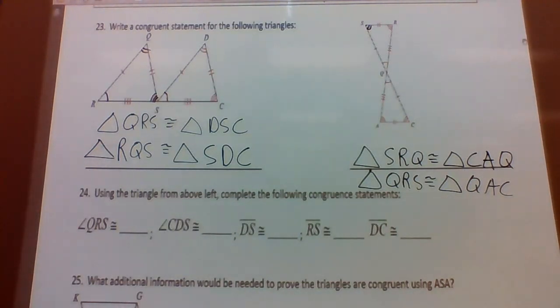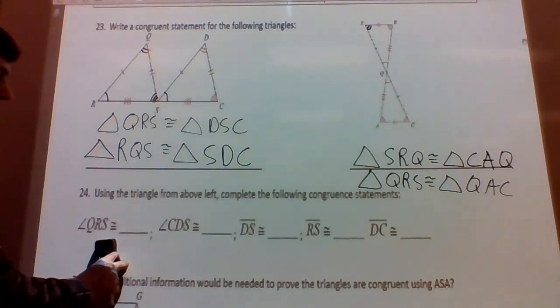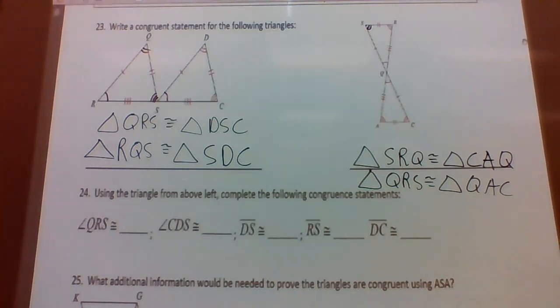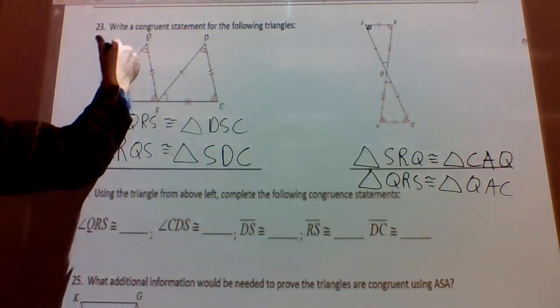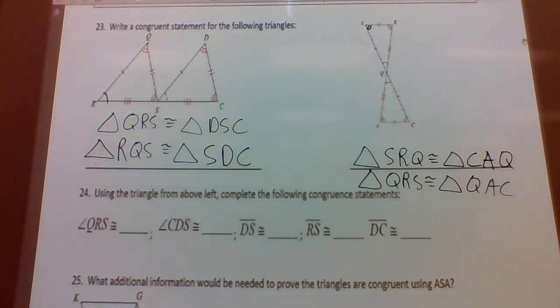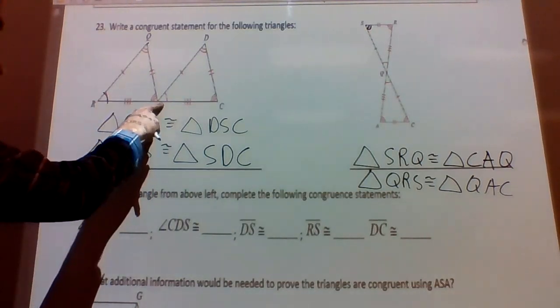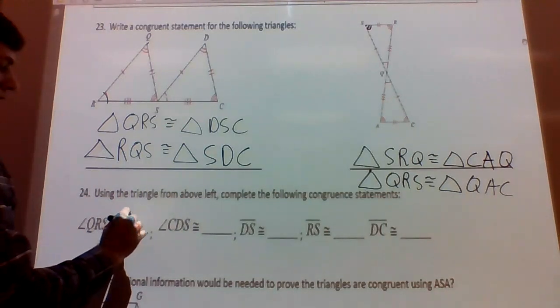Using the triangle from above left, complete the following congruent statements. Okay, angle QRS. So we could look up here. This angle right here is going to correspond to what angle? Well, it's got 1 arc, so it's going to correspond with angle S. So DSC.